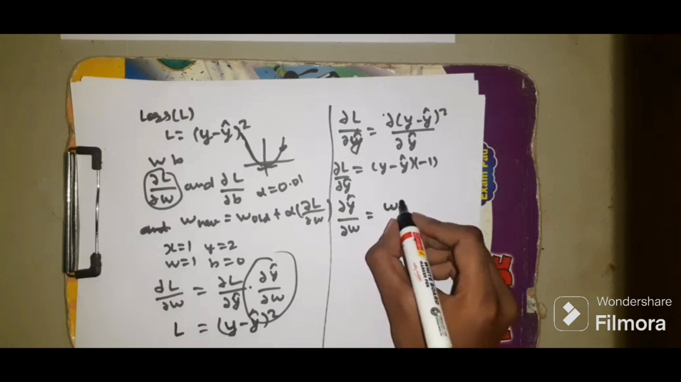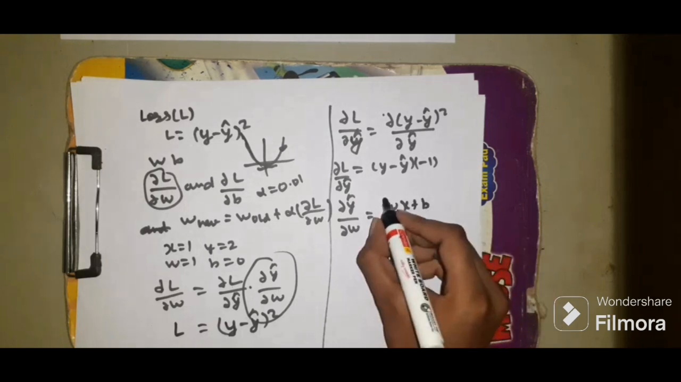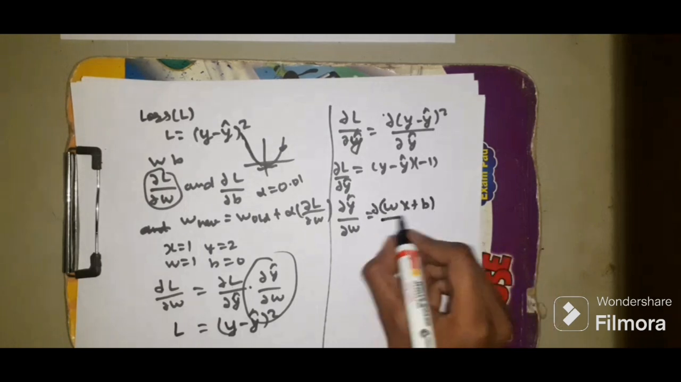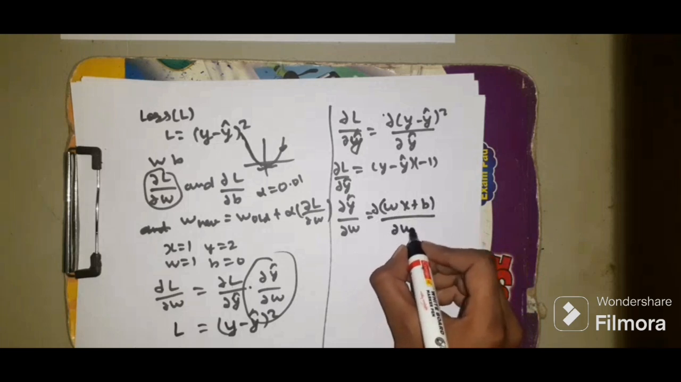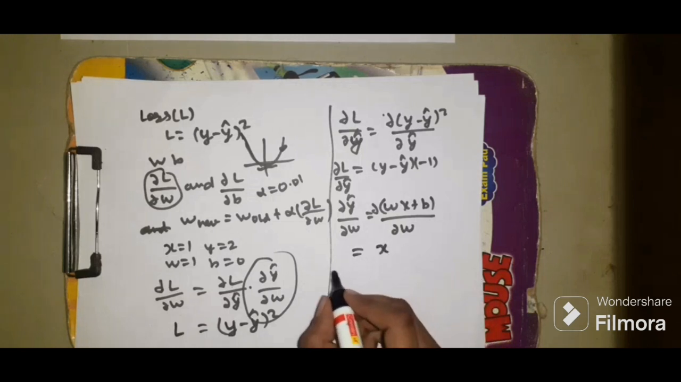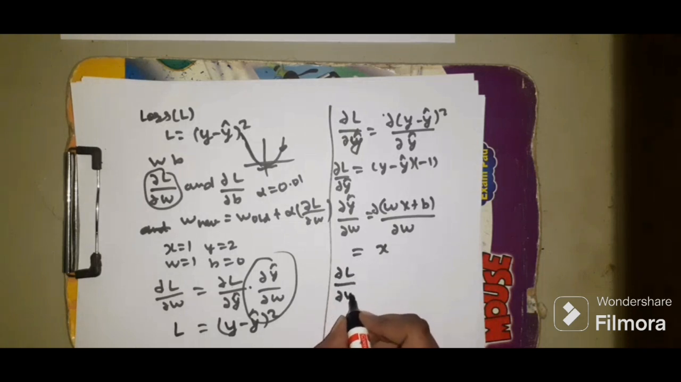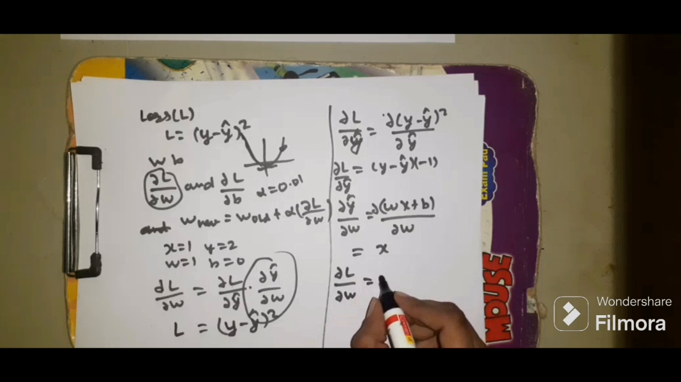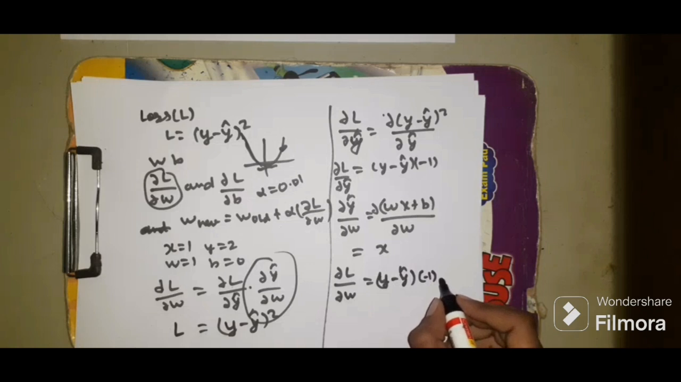This is the derivative of wx plus b with respect to w. This gives us only x. Finally, if we take del L by del W, we have (y minus y hat) minus 1 times x.